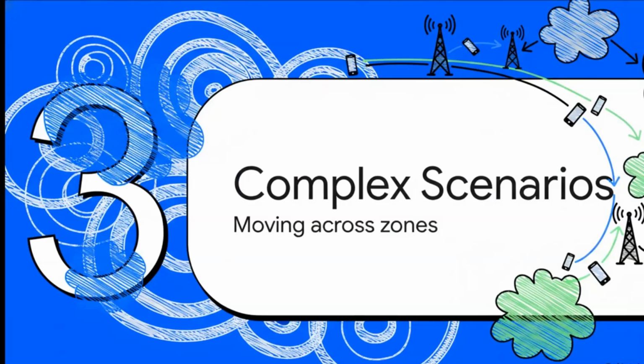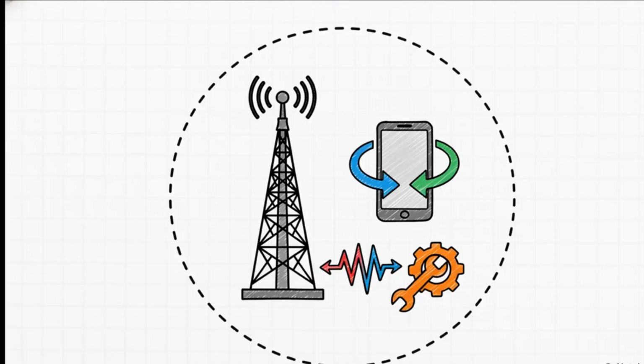Section 3. Complex handover scenarios. Moving across zones. Handovers aren't always a simple jump from Tower A to Tower B. Sometimes you'll trigger an intra-cell handover, which changes the carrier frequency within the exact same cell. Now, why force a channel change if the phone isn't even moving?